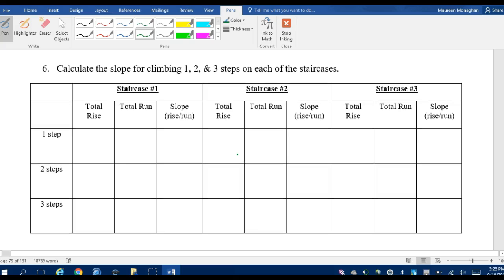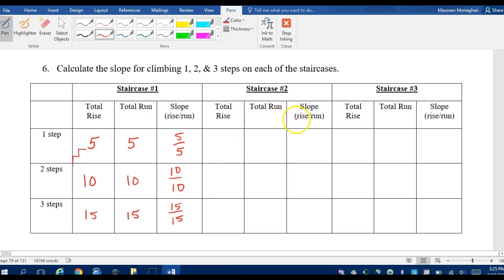Calculate the slope for climbing 1, 2, and 3 steps on each of the staircases. Okay, I'll start with 1. 1 step, the rise is 5. The total run is 5, and the slope is 5 over 5. Okay, if you go 2 steps, your total rise would be 10. Because think, you go up 5 over 5, up 5 over 5. So now we're trying to figure out how high, and we would go over 10. The ratio is 10 over 10. 3 steps would be 15 and 15, so 15 over 15.